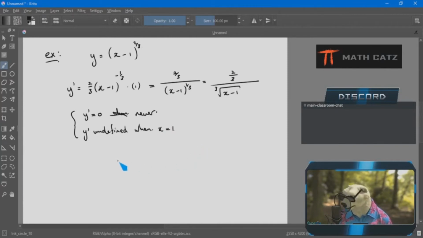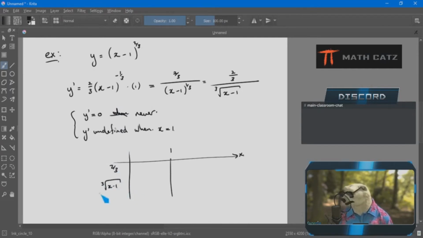All right. So we will list all the numbers we get out of these 2 checks. In this case, there's only 1. And I'm going to list all the pieces that I see. I see a 2/3 and I see a cube root of x minus 1. Together, they combine by way of multiplication and division to give me my derivative function.